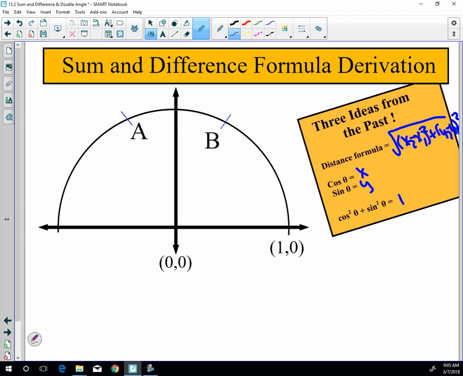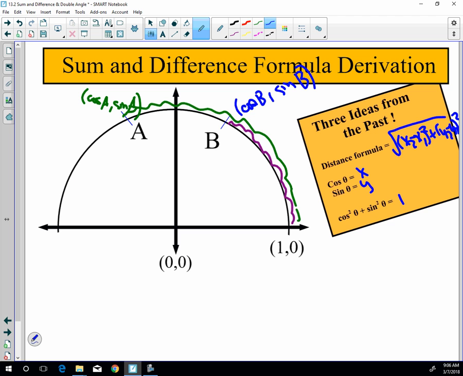Here is 0, 0. Here is an arc length on the circle B and an arc length on the circle A. So you can maybe imagine pi over 3 and 2 pi over 3, but we'll just call it A and B. Now, instead of x, y, we're going to call this the cosine of A, sine of A. What will this one here be? This is arc length B. Cosine of what? B, comma, sine of B, right?